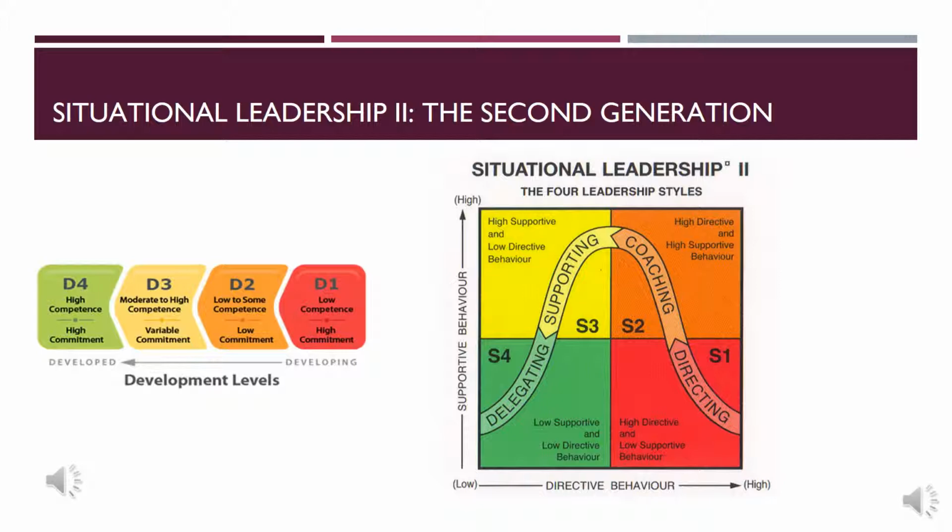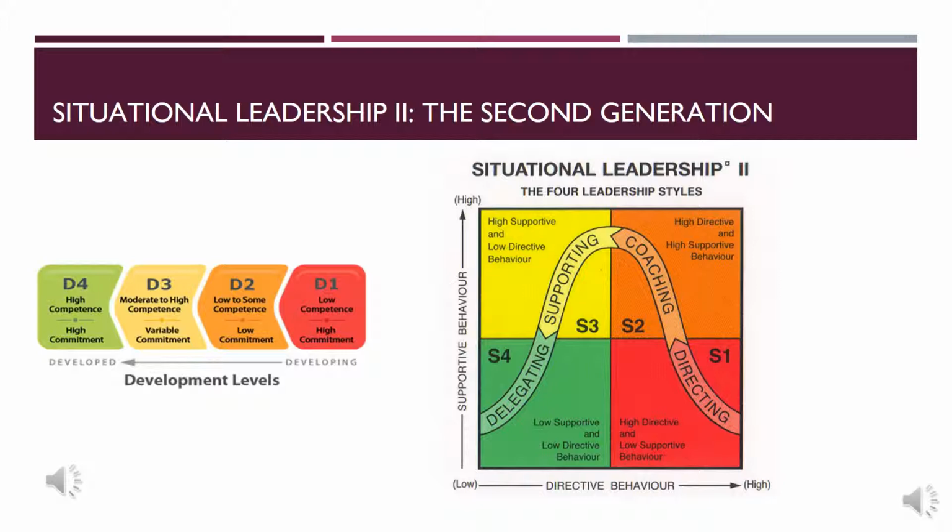4, delegating. In this chart, the x-axis is the level of directive behavior, which is how much direction you need to provide an individual. High directive behavior may involve telling someone exactly what to do and how to complete a task. It's a bit more like micromanaging.